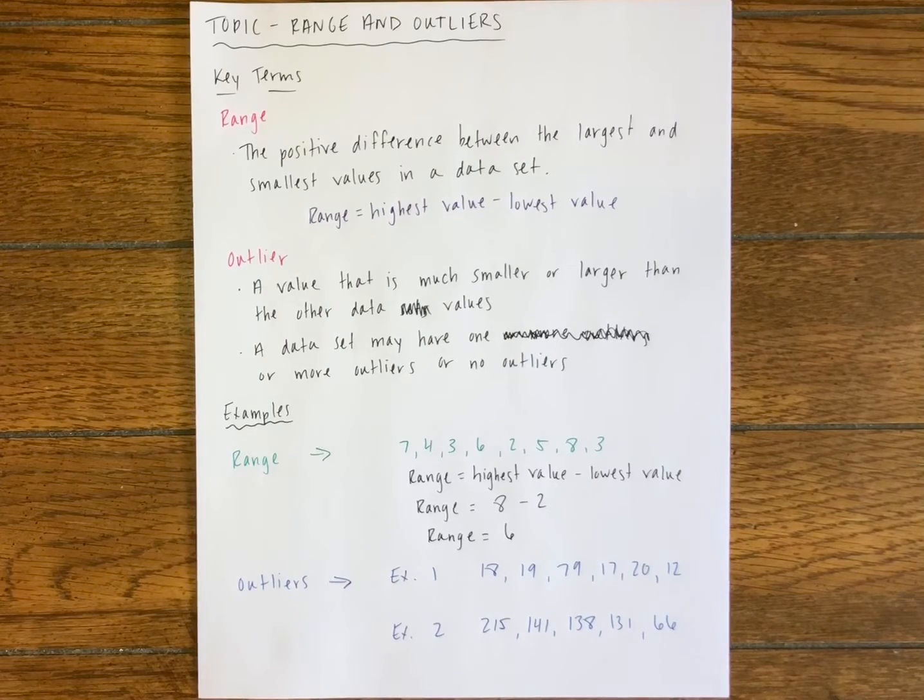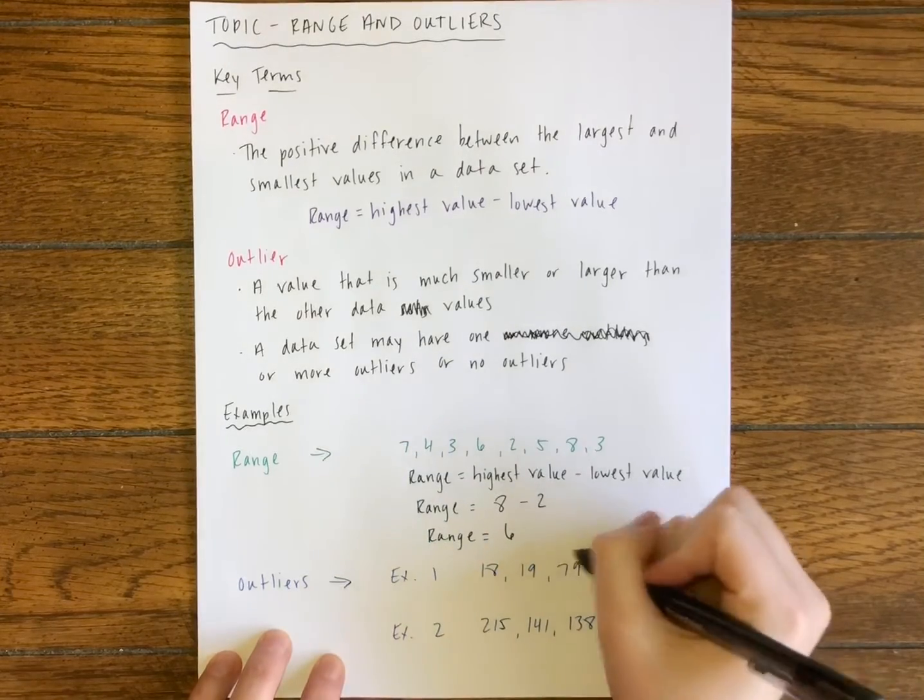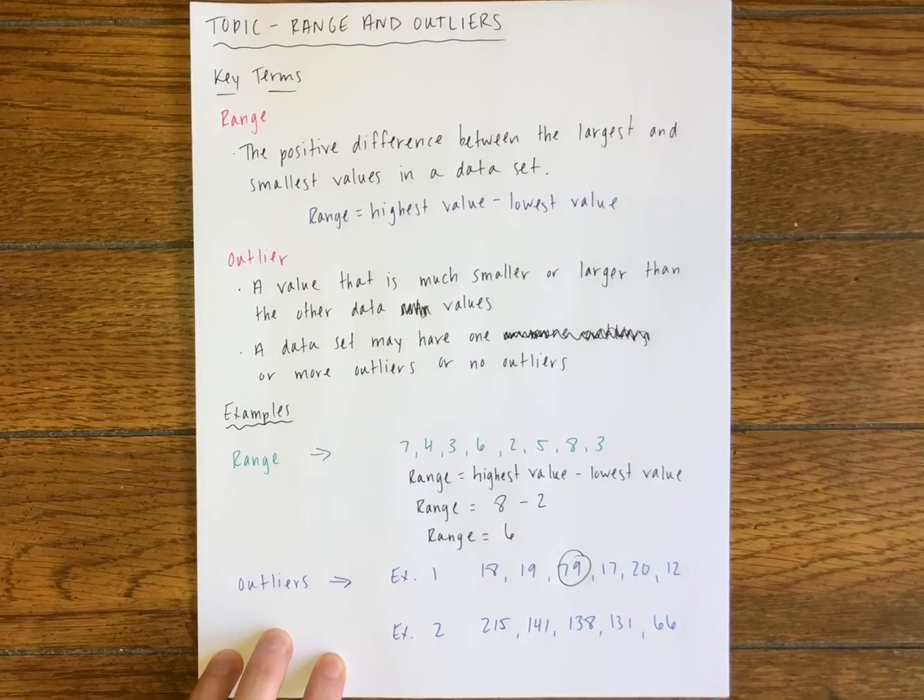For outliers, I have two examples. For example 1, we have 18, 19, 79, 17, 20, and 12 in the data set. So you can tell right here that 79 is going to be the outlier. As you can see, that value is very different compared to all the other values in the data set.